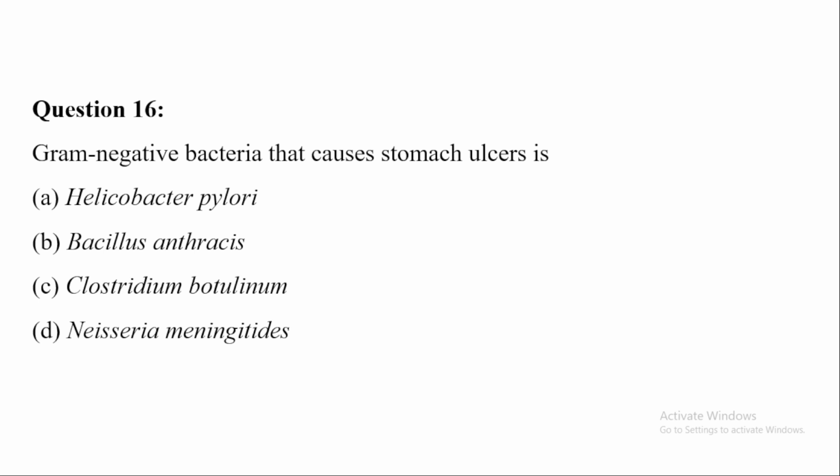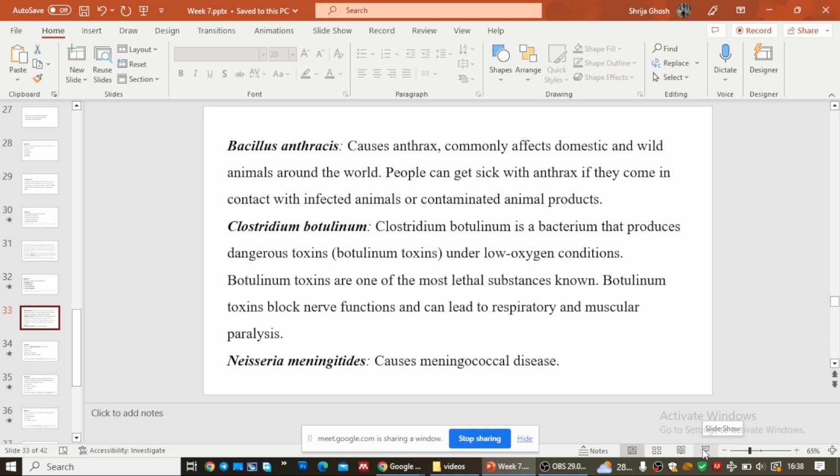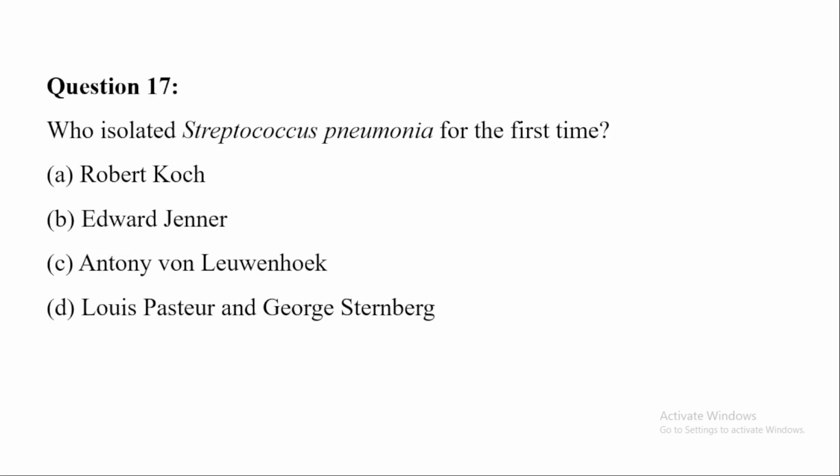Gram-negative bacteria that causes stomach ulcers is Helicobacter pylori, Bacillus anthracis, I hope my screen is visible, right?